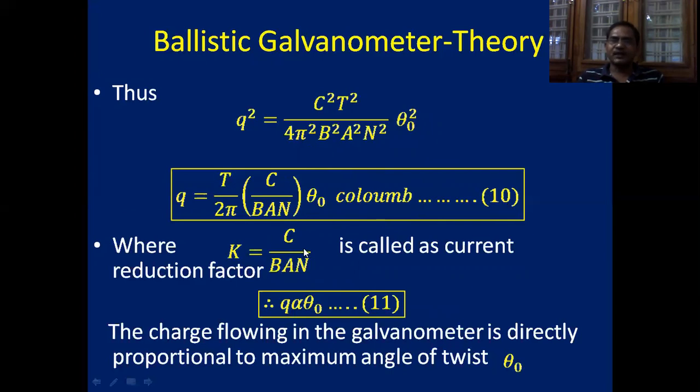In this expression, K equal to C by BAN, which is called the current reduction factor of the ballistic galvanometer, right? If you observe this formula, all these factors are constants, then Q depends on theta naught. So Q is directly proportional to theta naught, say equation 11. So the charge flowing through the galvanometer is directly proportional to the maximum angle of twist theta naught, where theta naught is the maximum angle of twist of the coil.